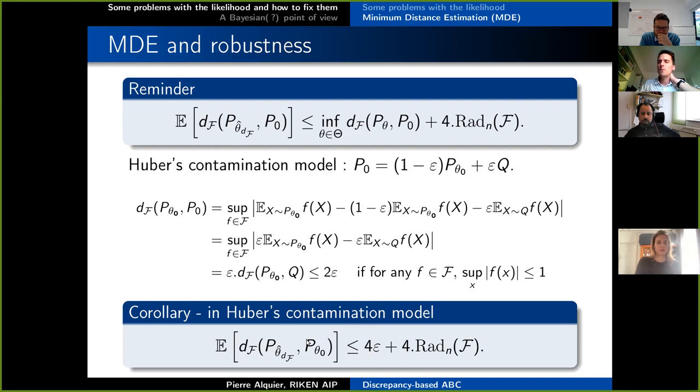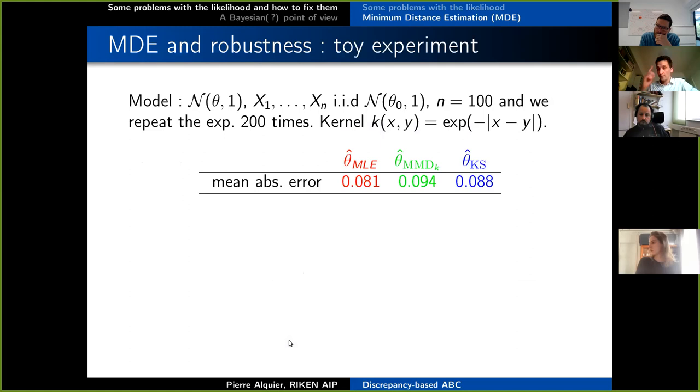One of them is the Rademacher complexity. If you choose the family F well, it goes to zero. That's just up to you. But then you have epsilon, which is the level of contamination. So if your level of contamination is small, you still have a very good estimation of theta naught. I will illustrate this with very small simulations.